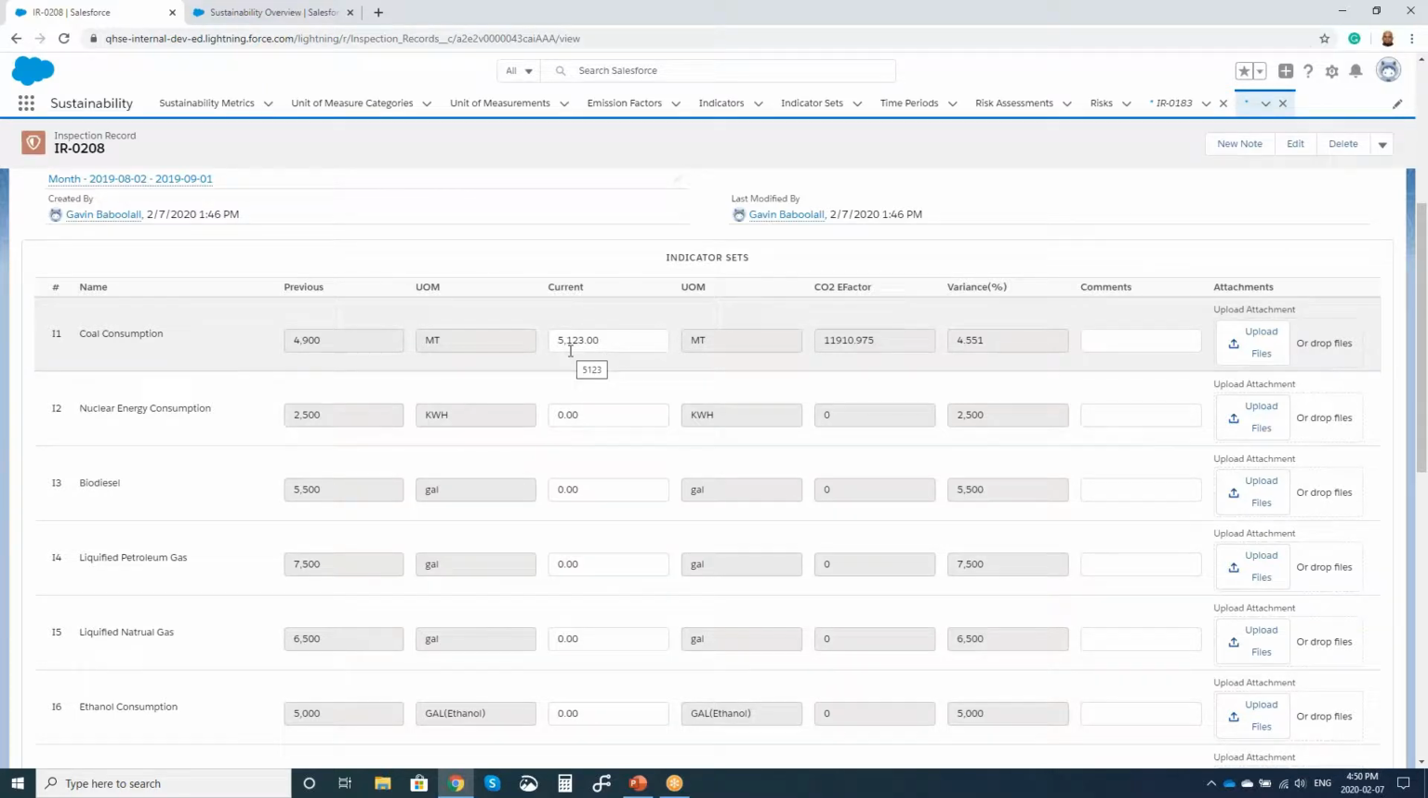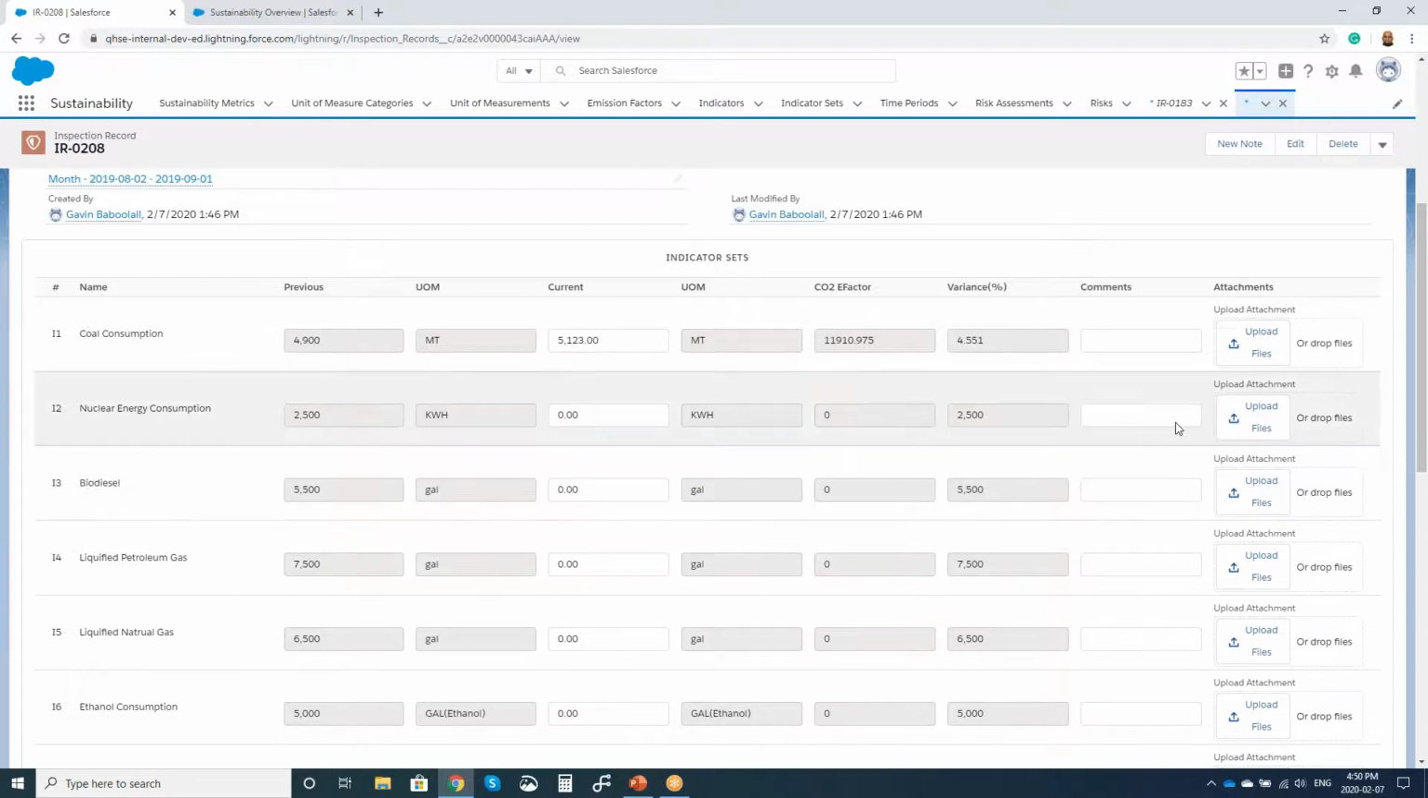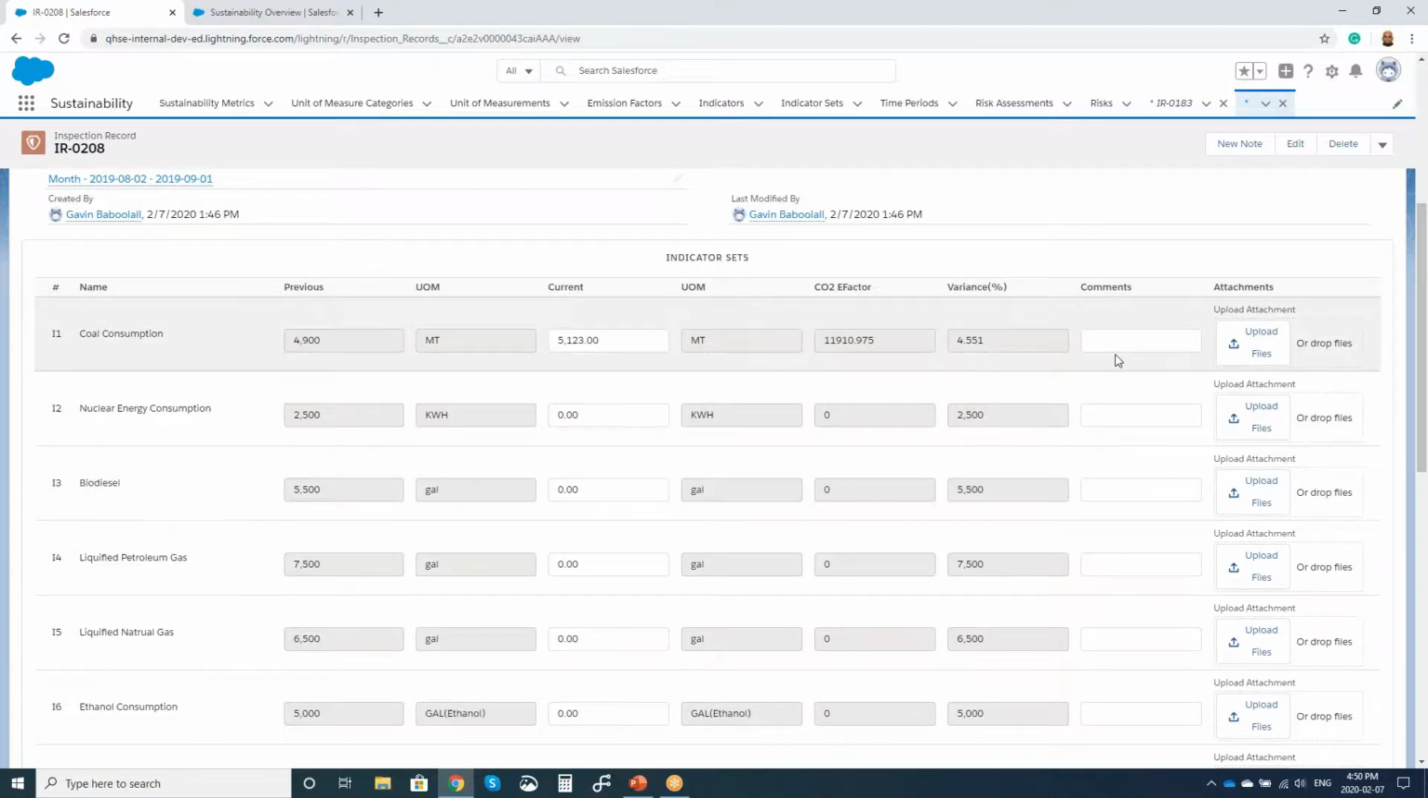As I input my information, all the way down and all the way through, I can enter my level of commentary and upload individual attachments. So if I have documentation proving that I've consumed this amount of information for that specific month, I can upload that quickly and easily directly into the system.